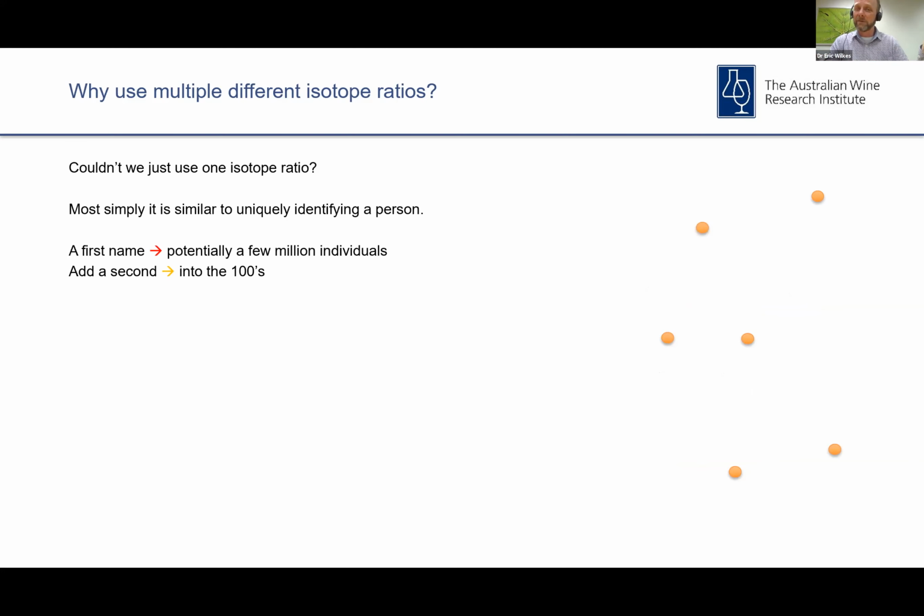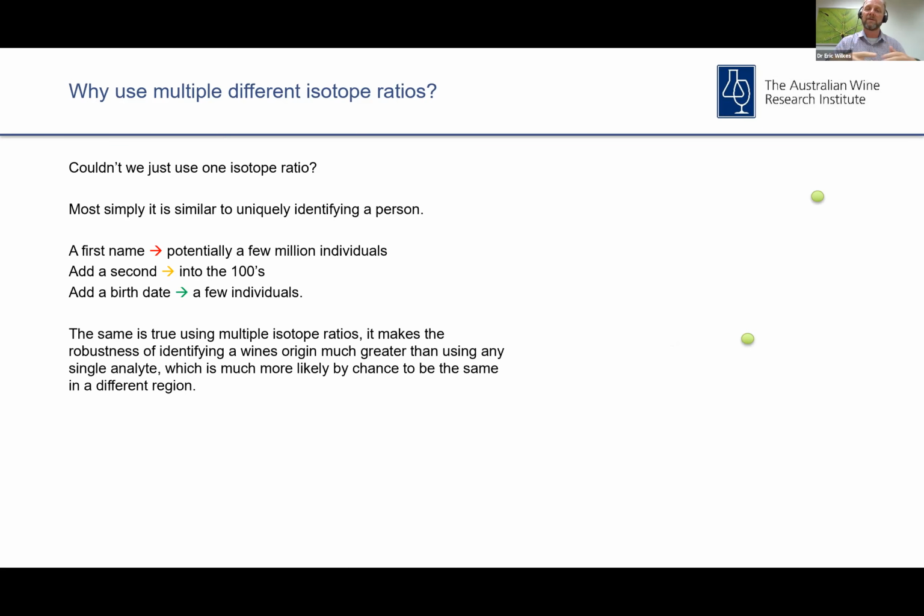It's depressing how many Eric Wilkses are out there, but it's true. And if you've got a name like John Smith, then there's millions still. But when we get to a third item, like a birth date, then we actually get it down to very, very few individuals. And that's what we're doing when we use multiple isotopic ratios. Because they all come from different sources, by using lots of different things, even though it's harder and we have to use more equipment, we make it much more robust, and the chances of them being the same for any single or two regions becomes much, much, much lower.